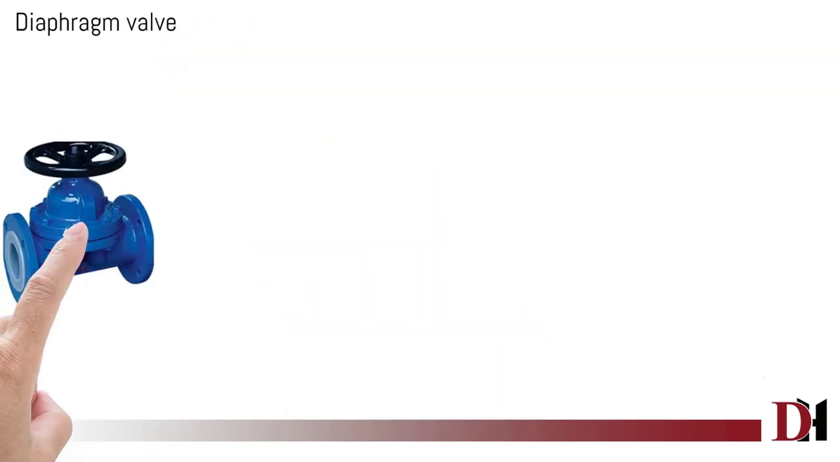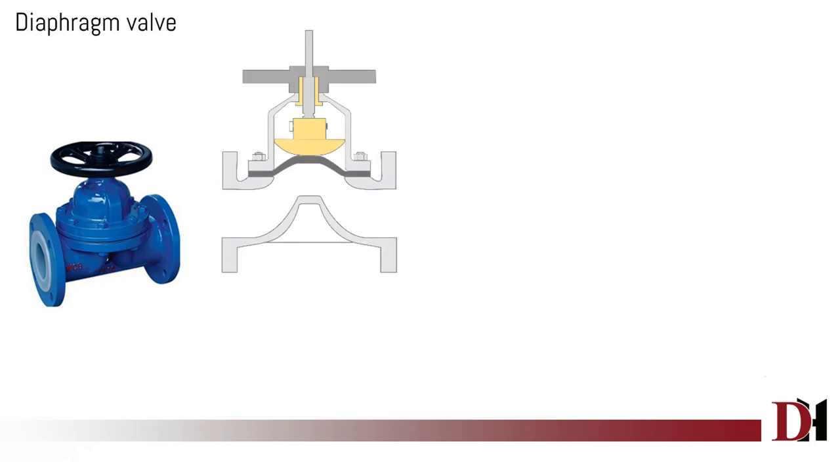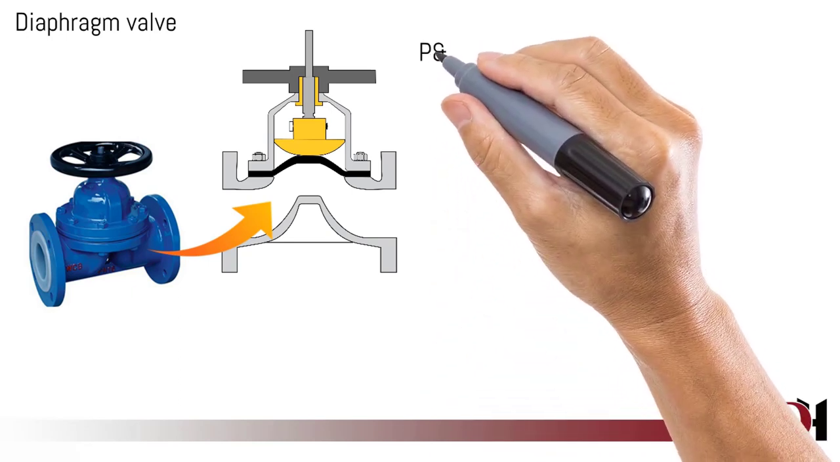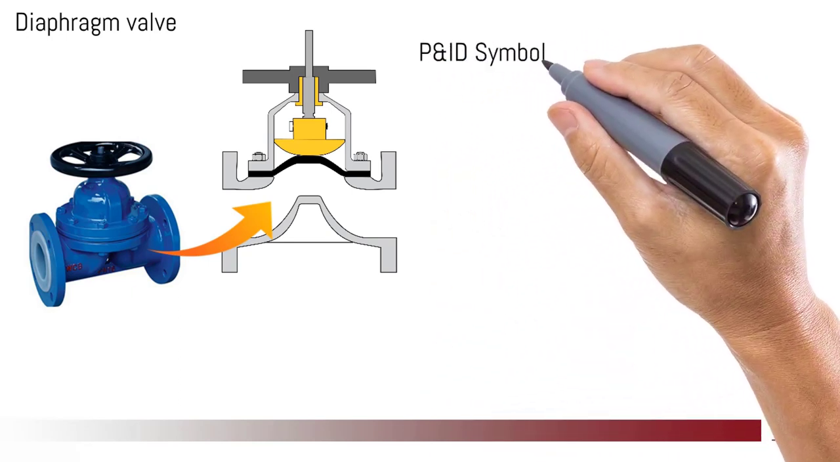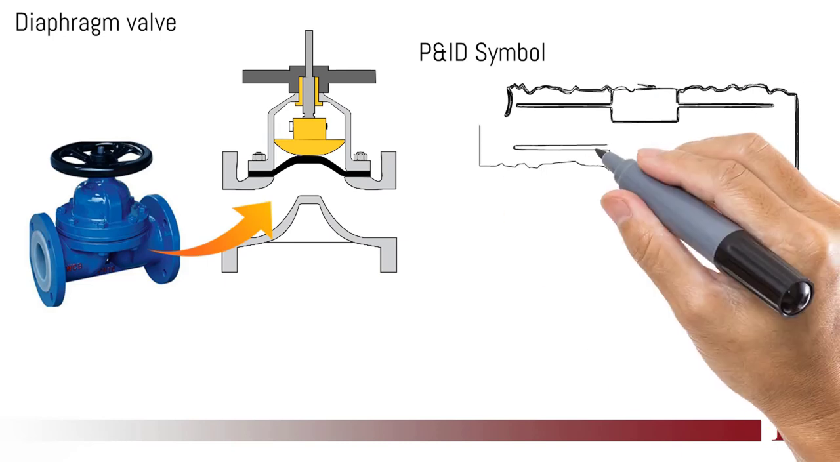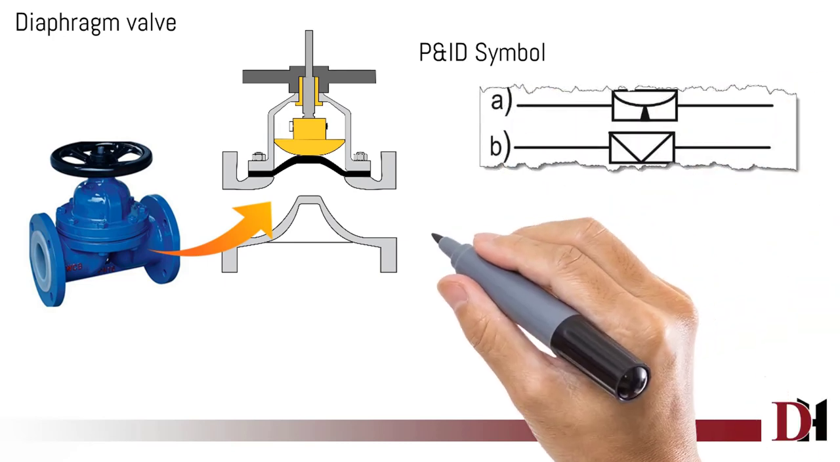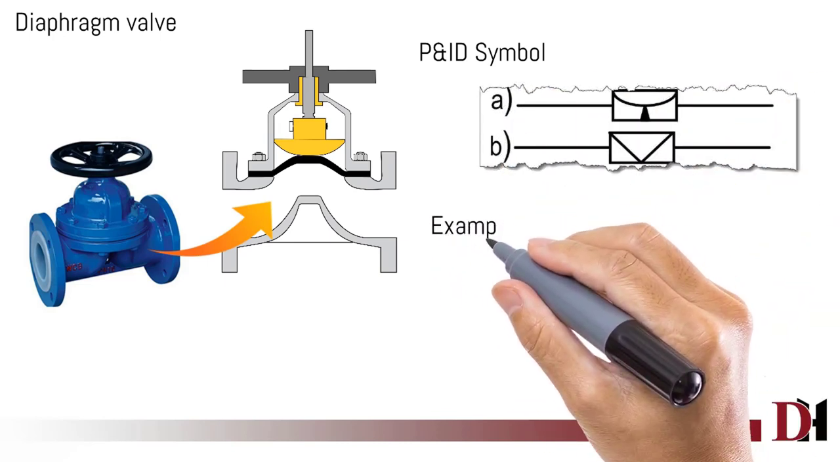Diaphragm valve. As you can see in the cross-section view, this valve is used for shut-off and throttling service for liquid, slurried and vacuum gas. Its P&ID symbol with example you can see in this picture.